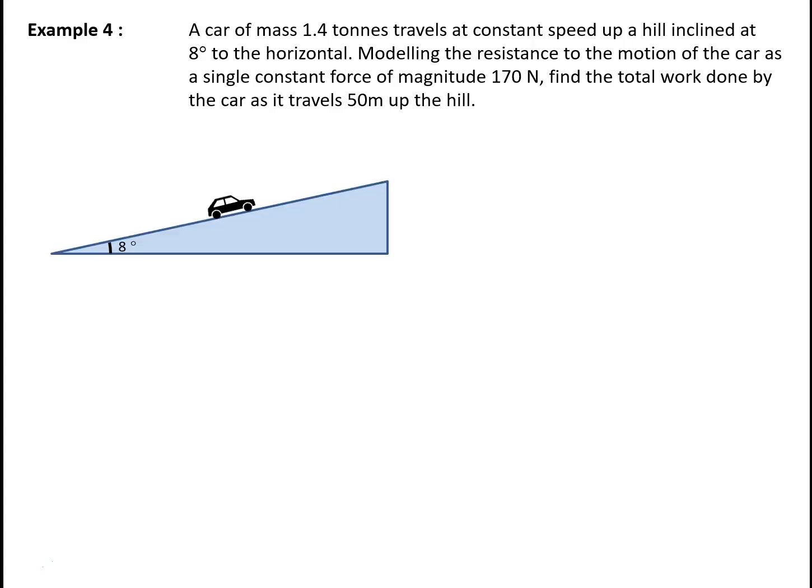Well, we need to start off with a good clear diagram. So we've got our car going up the hill. We've got the weight of the car, which is 1400 g. We've got the driving force produced by the engine of the car. We've got the normal reaction, and we've got the resistance force of 170 newtons. Now, the work done by the car is the work done by the driving force. So one way of attacking this question is to use Newton's second law to find out what the driving force is, and then work out what the work done by the driving force is.